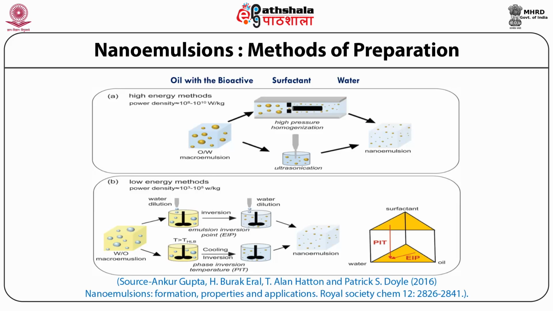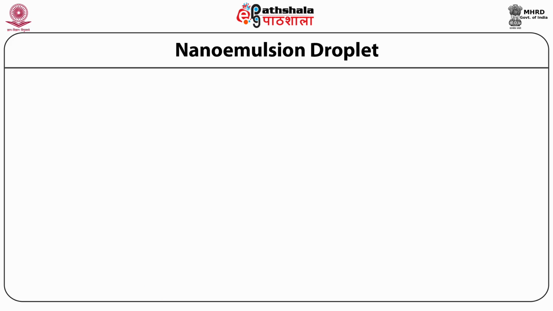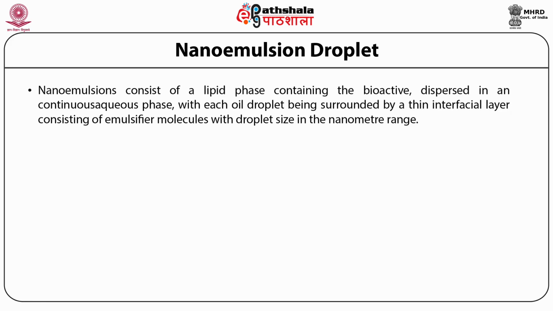Similarly, in the emulsion inversion point, water is added into the emulsion to a point where water becomes the continuous phase and oil remains as the dispersed phase. So this phase inversion leads to formation of nanoparticles. Looking closely at how a nanoemulsion droplet looks, it consists of a lipid phase containing the bioactive, which is dispersed in a continuous aqueous phase.